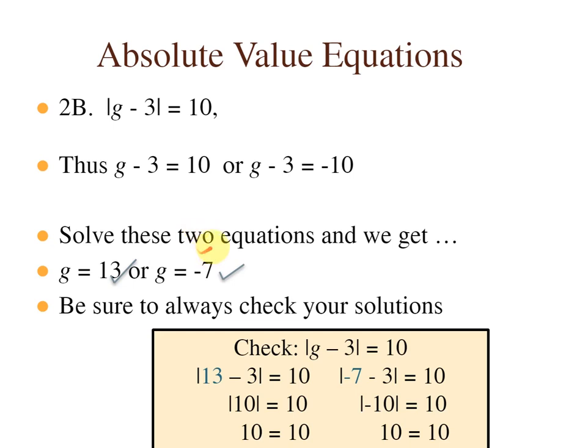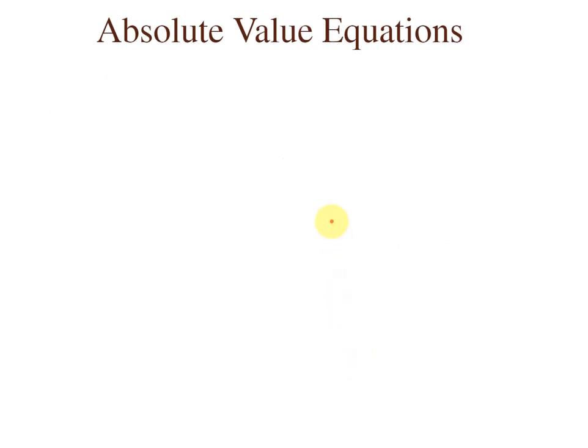13 minus 3 is equal to 10, and the absolute value of 10 is still 10. And negative 7 minus 3 is negative 10, but the absolute value of negative 10 is 10, so 10 does equal 10. Both these answers check out. All right, so now take a look at this. Can you try to do this one?